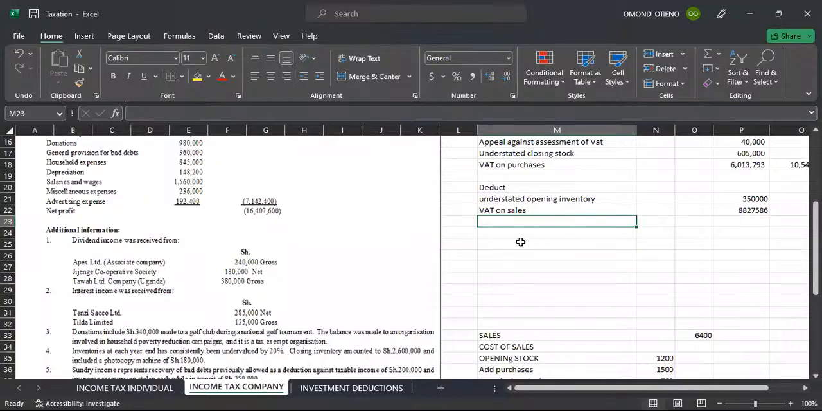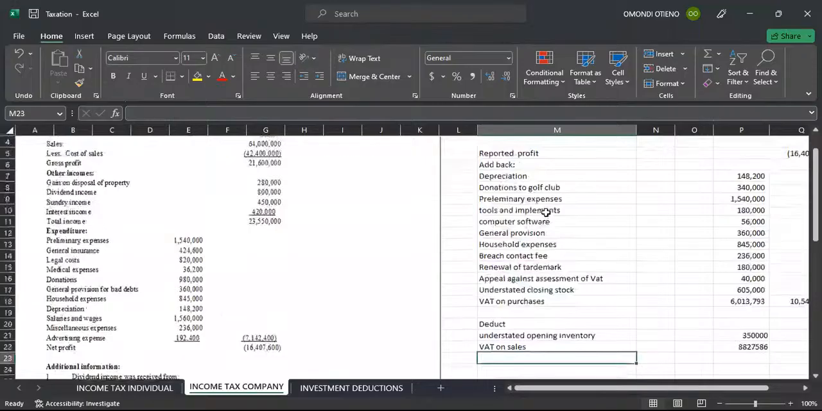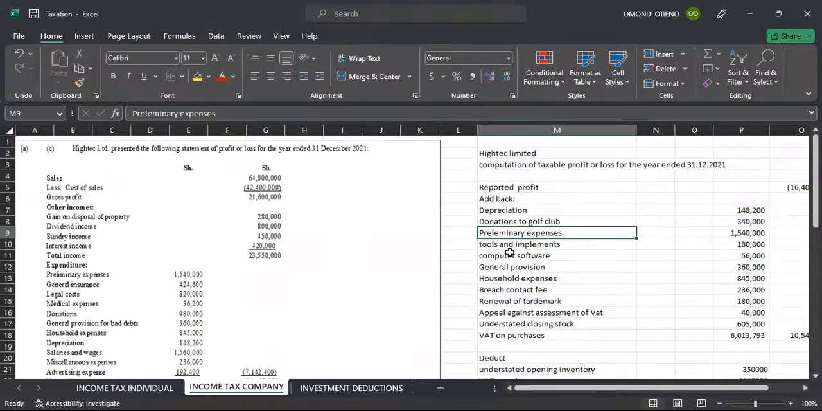Okay, so for those who are asking me how to treat the photocopying machine, yesterday they were saying that we are supposed to add it up here. So whatever you are adding up here was placed as an expense. It reduced the profits. That's why we were adding back the small tools, the capital expenses like these ones here, tools and implements, computer software, because they were placed as expenses.